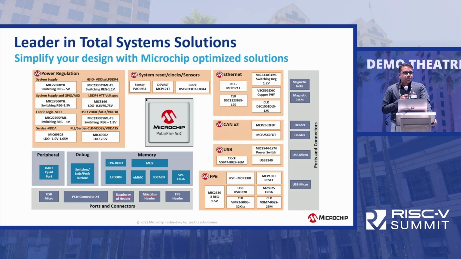So let me get started. I'm pretty confident that you're familiar with Microchip technology. We are a total system solutions company. So essentially, if you are developing any electronic product, chances are you've come across Microchip. Chances are you're using a Microchip component on your system, or you can use one. We have various products in our portfolio. And in this session, I'm particularly going to be focusing on the PolarFire SoC FPGA, which is our RISC-V based SoC FPGA platform.